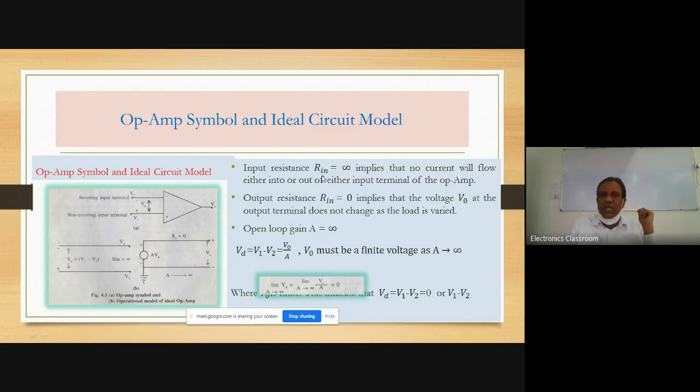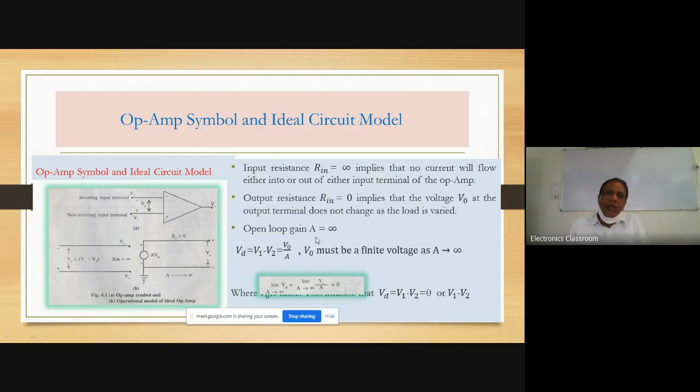So the first assumption is that the input resistance of the ideal operational amplifier is infinity. That means it does not allow any type of current flowing into the op amp or out of the op amp. This is the implication, or the meaning, of Rn equal to infinity. Second assumption is that R0 is equal to 0. That means output resistance is equal to 0. It means that the output voltage does not change with any type of load, or it does not change the speed of a DC motor. It does not change the parameters of the load.